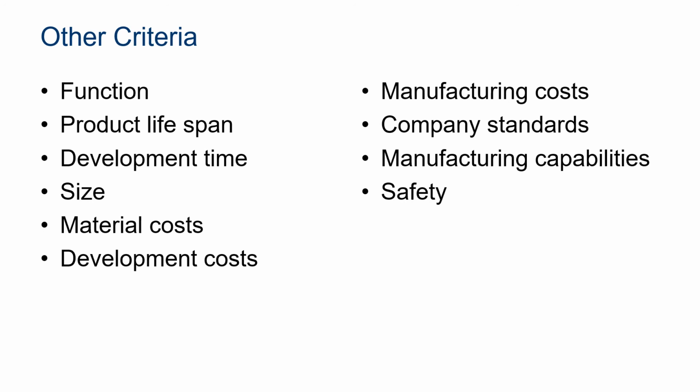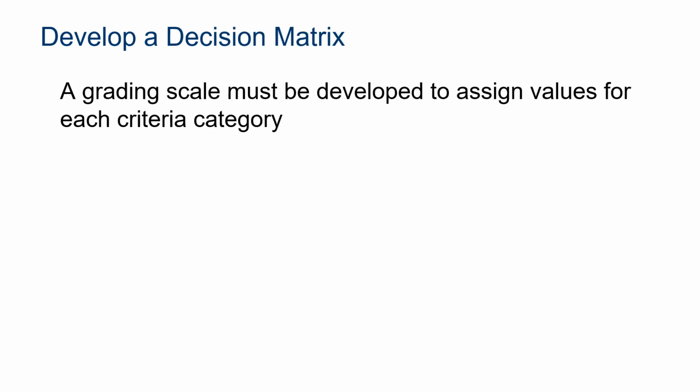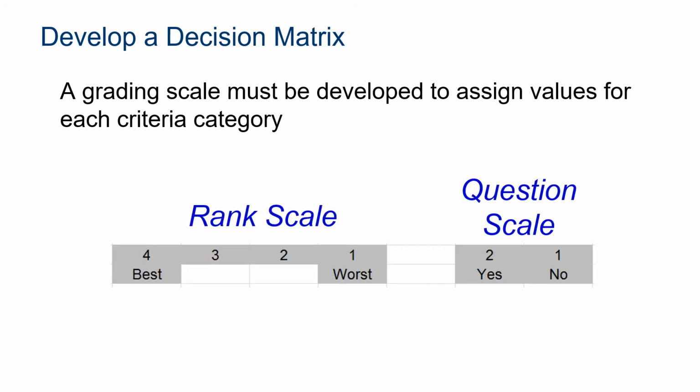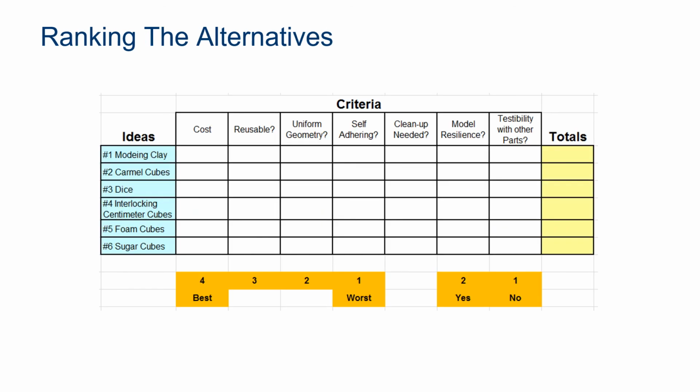So if you're having writer's block and you can't think of criteria and you already looked at your design brief, there are a lot of different criteria out there that would be beneficial for your designs. A grading scale must be developed to assign values for each criteria category. In this case, they use a ranking scale from 1 to 4. And if it's a yes or no question, you could even give it a 1 or 2. So they filled it out and they had the totals there.